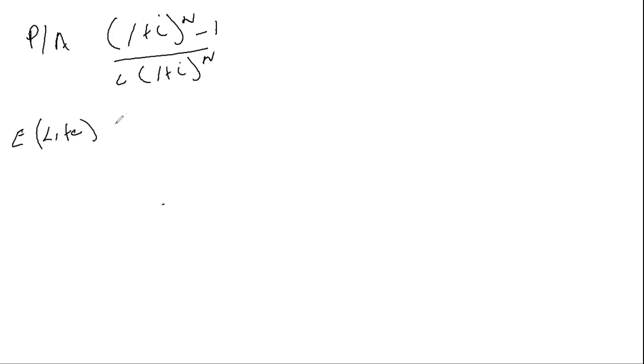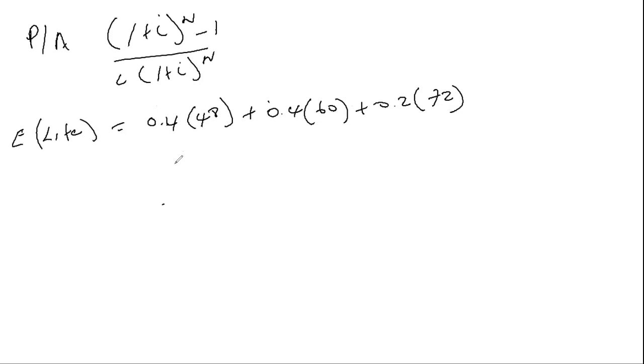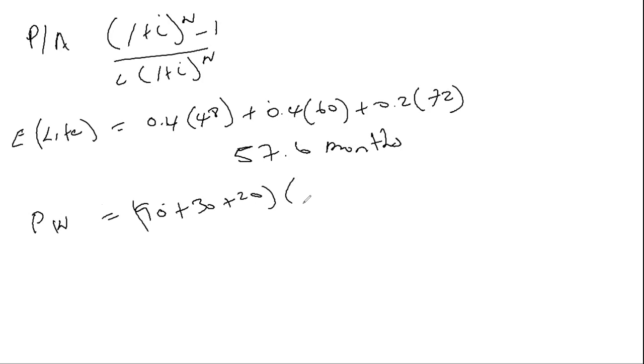Okay, so expected life would be 0.4, and if we work in months, 0.4 times 60 plus 0.2 times 72. So this would give you a total number of expected months of 76.6 months. And so now we can calculate the present worth, right, which will be our total cost of 90 plus 30 plus 20. And we find then the present worth of that.